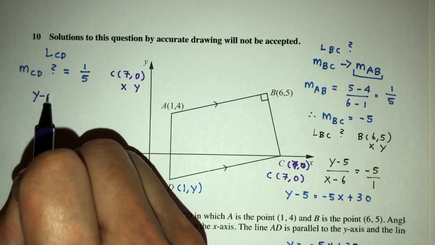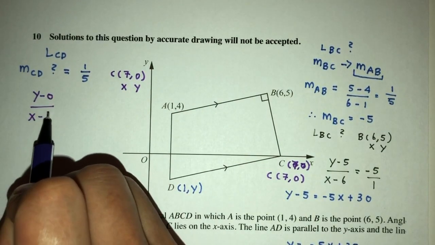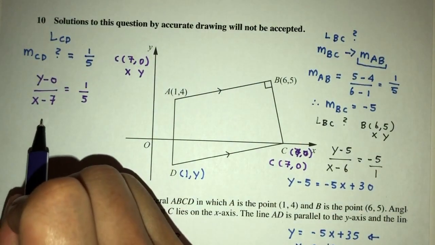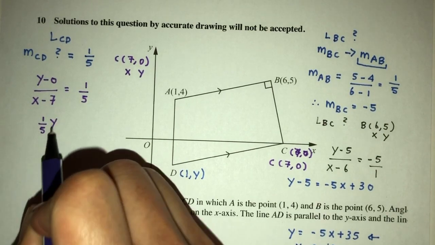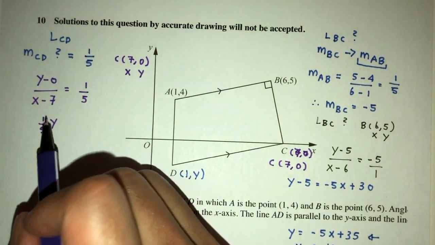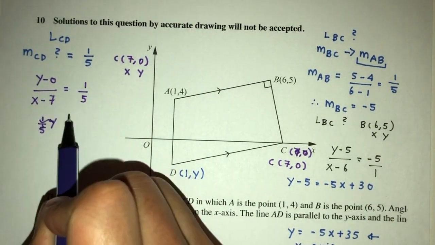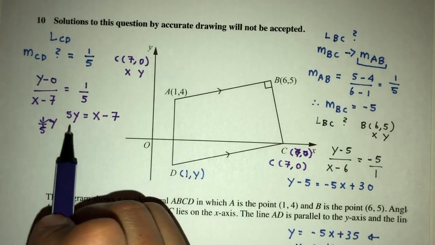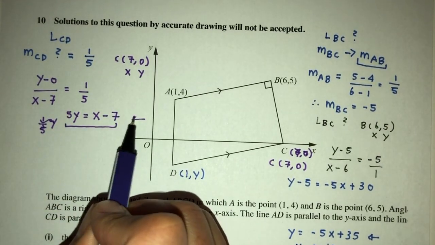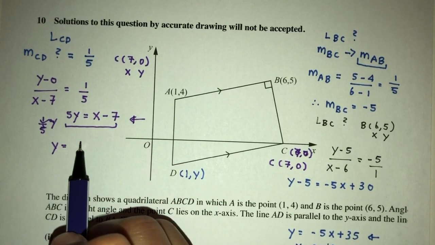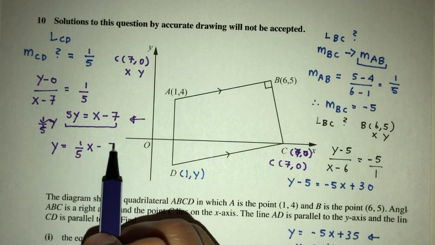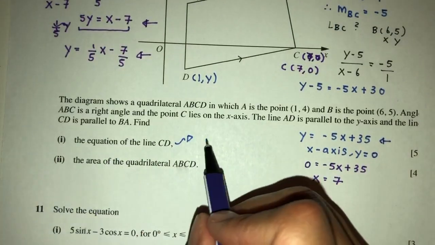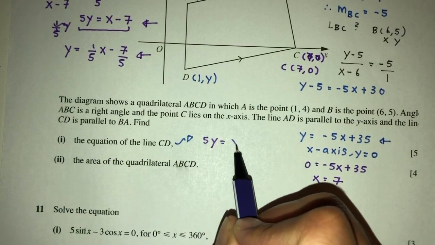So y minus the corresponding value over x minus the corresponding value equal to your gradient. Then we just have to cross multiply. You will have 1 over 5 y. Sorry, it's not 1 over 5. It's 5y. So cross multiply. So 5y is equal to x minus 7. Okay, you can leave your answer just like that, or if you want to, you can make y the subject. That will be 1 over 5x minus 7 over 5. So that will be your answer for part 1, which is 5y equal to x minus 7.